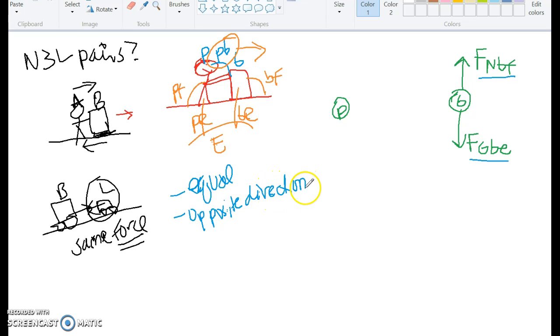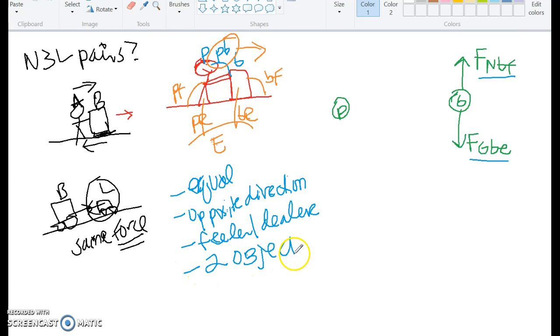Equal, they have to be in opposite direction, and they have to have a feeler and a dealer. Only two objects can be involved in the interaction. And they have to be the same force type. All of these are requirements for it to be a Newton's third law pair.